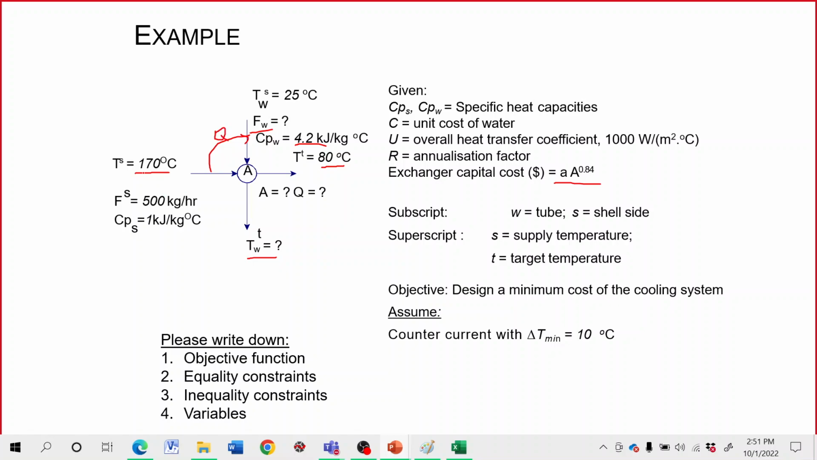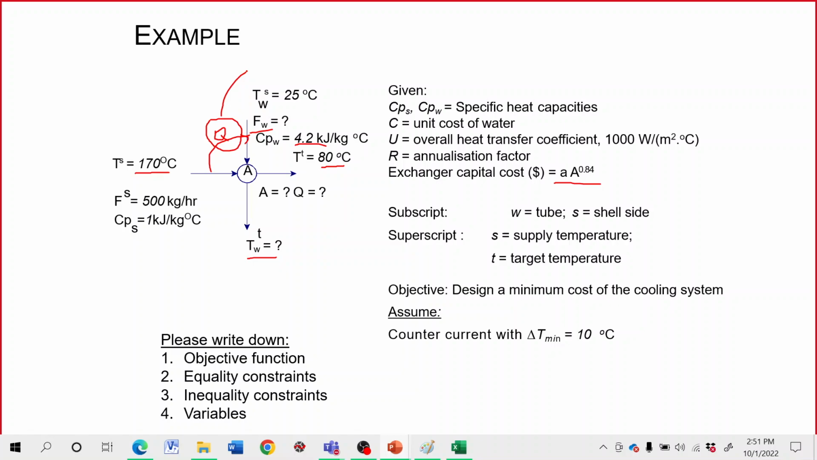We know that the temperature in is 170, temperature out is 80 degrees C, and we have the flow rate and we have the Cp. So how much heat needs to be transferred is very easy. It's Q equals mCp delta T. So that's the first equality constraint that we can think of. And then the second equality constraint is that if this is the amount of heat being transferred, how big is the exchanger? So this will equal UA delta T LMTD. From that UA delta T LMTD, we can then know how big is the exchanger.